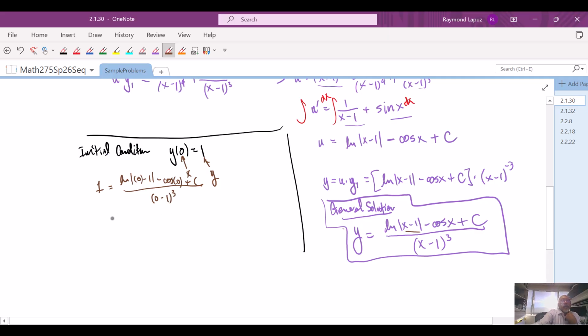Okay, let's simplify this. This is ln of the absolute value of negative 1, or ln of 1, minus cosine of 0, which is 1, plus c divided by negative 1 to the third. And so this will give me 0 minus 1 plus c over negative 1, so that would give me a positive 1 minus c. And this is equal to 1, so c must equal 0.